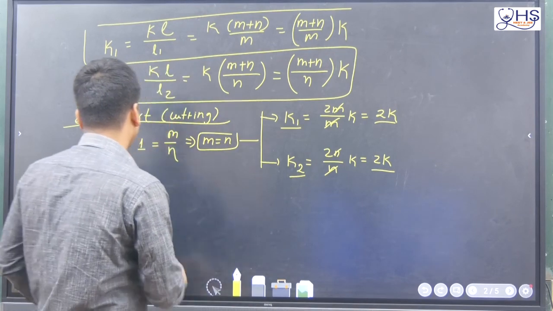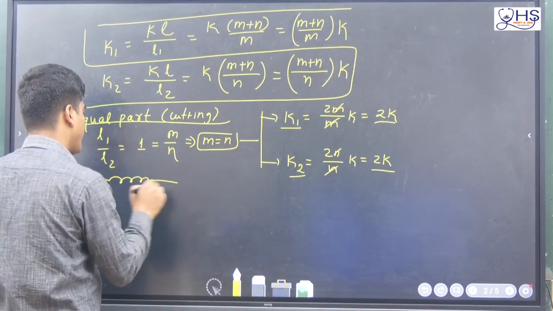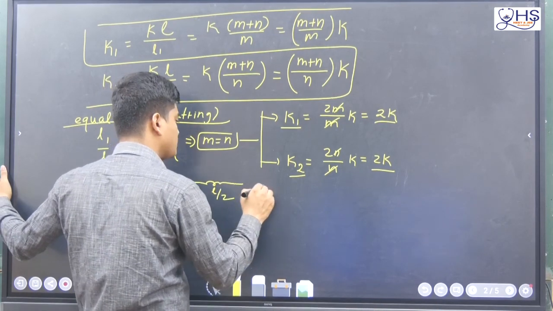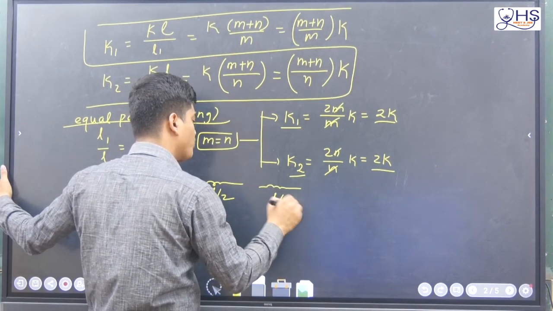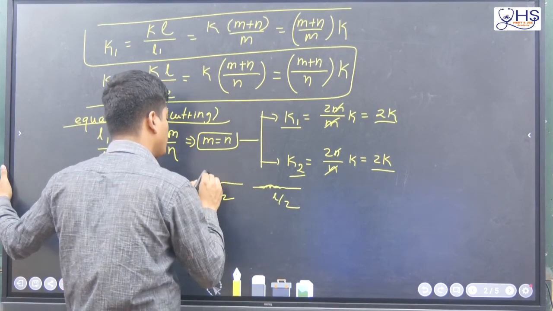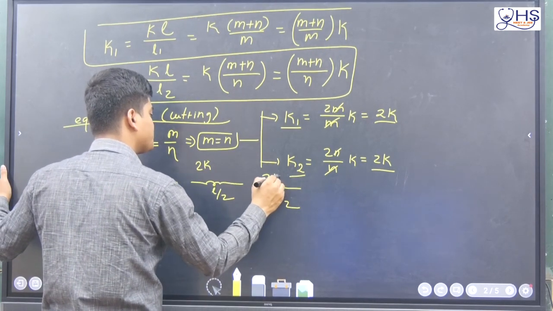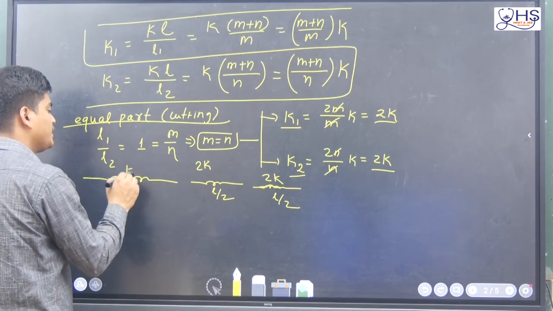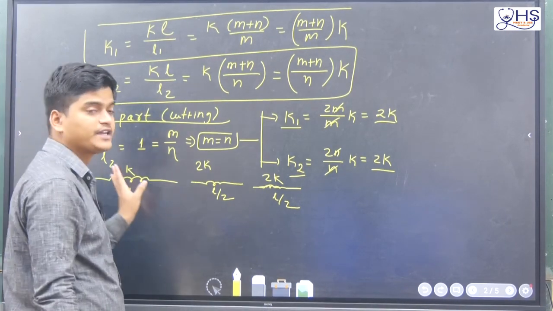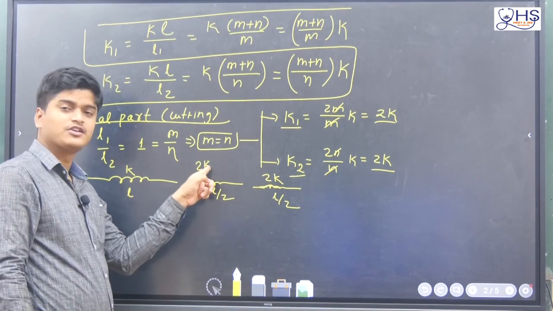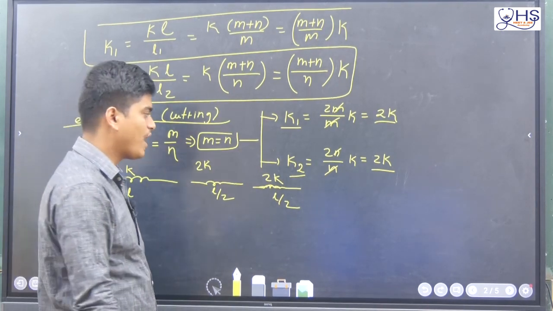Suppose I have a spring of length L, if I am cutting it into an L by 2 part and an L by 2 part, then this spring constant will become 2K, and this spring constant will become 2K, if the spring constant is initially given as K. So that means if length is decreasing by 2, spring constant is increasing by 2. Okay. Why is it happening?